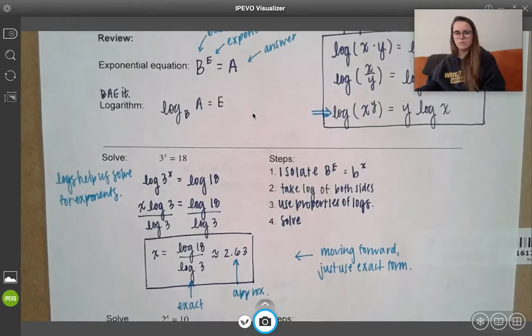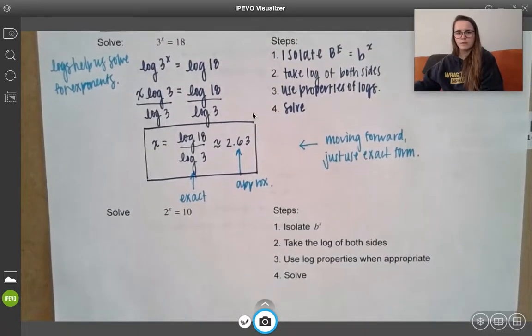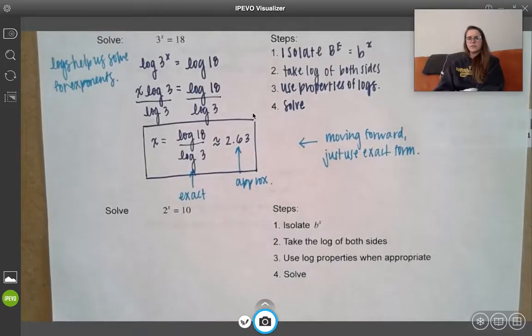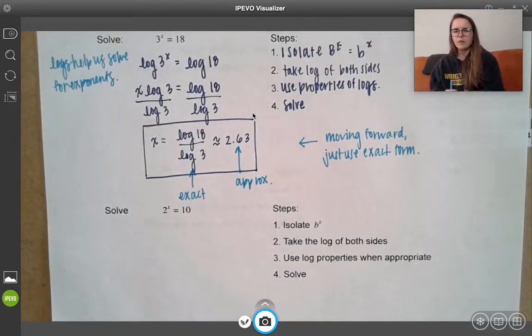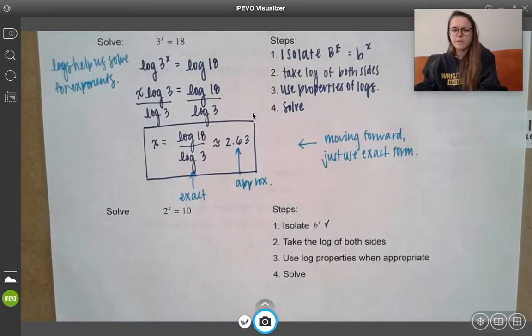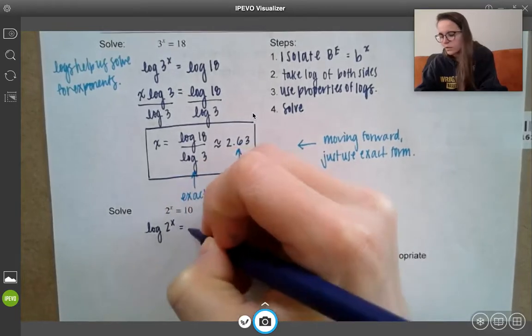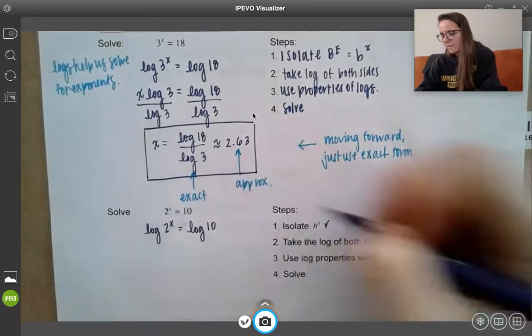Okay, so moving on to our next example. I've got 2 to the x equals 10. If you feel comfortable, go ahead, pause, try it by yourself. If not, just keep moving along with me. So we isolate b to the x. Done. Did it for us. Take the log of both sides. So I have log of 2 to the x equals log of 10.